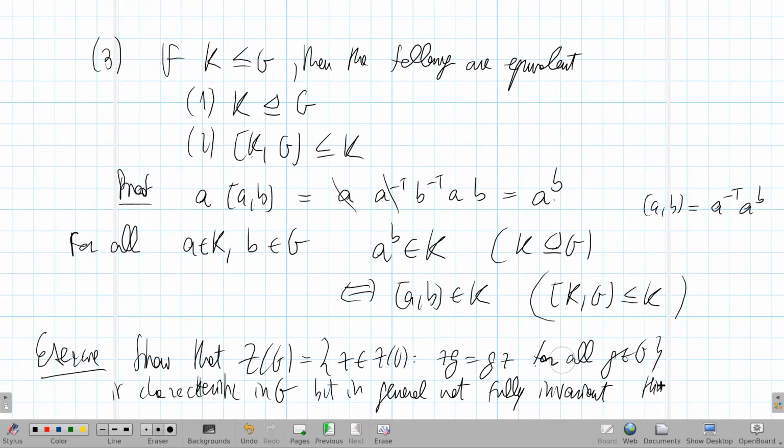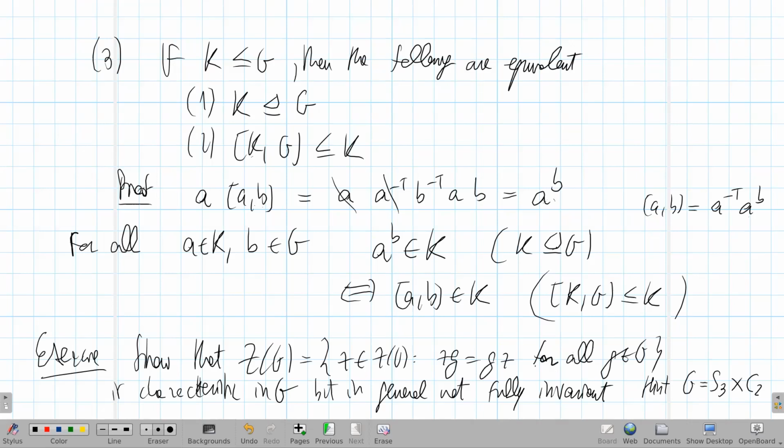Hint: for instance, I think the simplest example is S3 times C2. There is the symmetric group on 3 elements, direct product with the cyclic group of order 2. I leave to you the details. Okay, so you see that the center is somewhat weaker than the derived subgroup from the point of view of these properties.